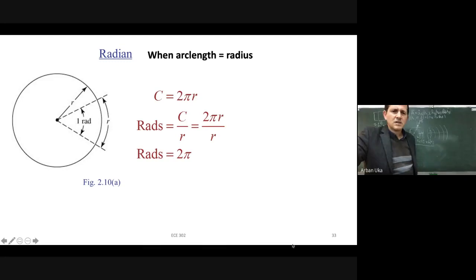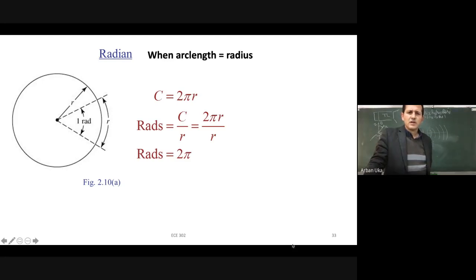Now, when we do the analysis of the distribution of the power of the antenna, it's good to remember some important parameters. First, we want to talk about the radian. Radian is just a measure of the angle, similar to degrees. One radian is considered when the arc length is equal to r. So we have a circle with radius r, and whenever the arc length is equal to the radius, we consider this one radian.